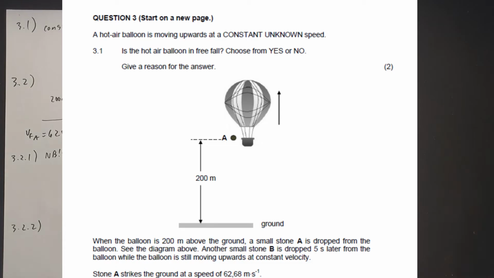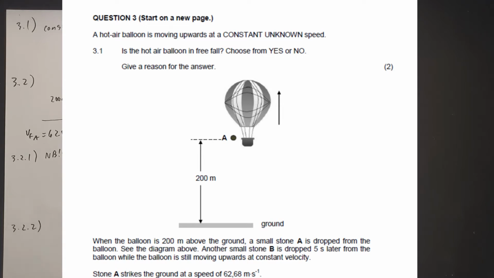Okay, let's have a look at question 3 of the physics paper. This is dealing with vertical projectile motions. It says that a hot air balloon is moving upwards at constant unknown velocity. There's a reason why it's all in capital letters, so think about what it means to be moving at constant speed.